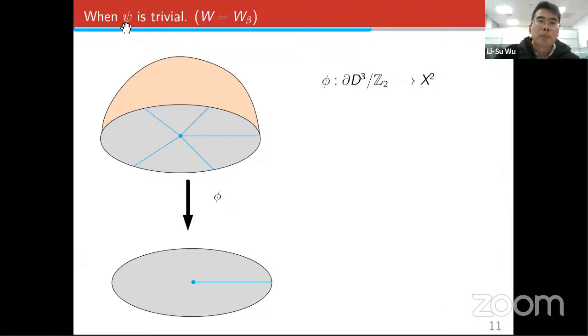Next, let us see when the boundary is trivial. It means that this is a bigger Coxeter n-cell, and its boundary has the same local group. Now, look at this example. This part is a singular Coxeter 3-cell, and it has local group Z2, and this gray part is its boundary, and this part is a singular point. Its boundary is a disk, and the boundary of this disk is singular.